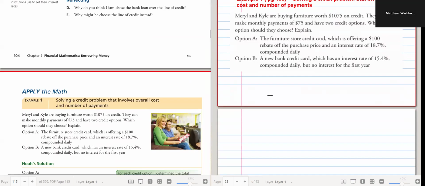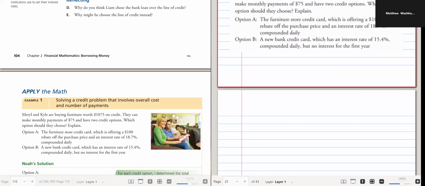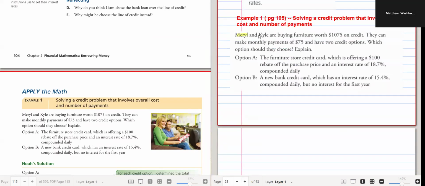Okay, so what we're going to do here is go over these. We have two people buying furniture worth $1,075. They're buying about a grand worth of furniture on credit, and they can only afford paying $75 a month. They have two options, so which one should they choose? Obviously, whichever one's cheaper, so we're finding which option is cheaper.